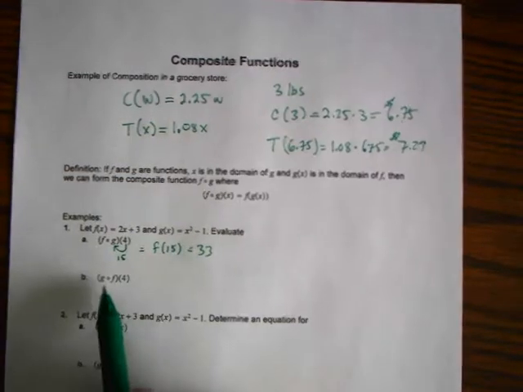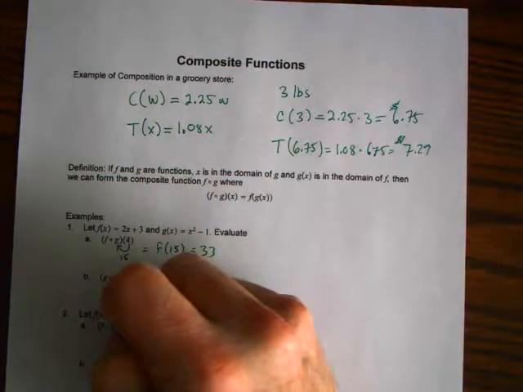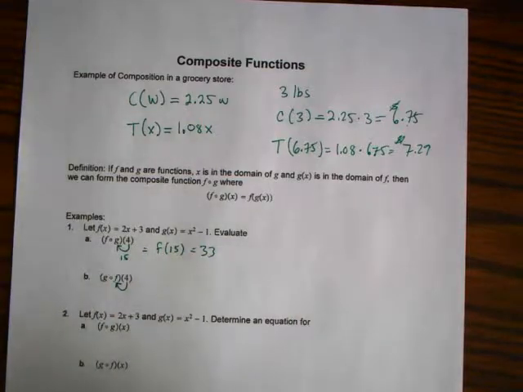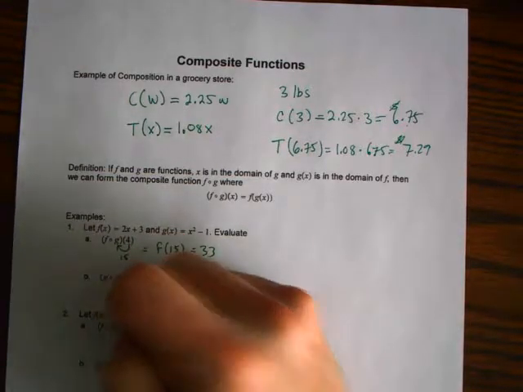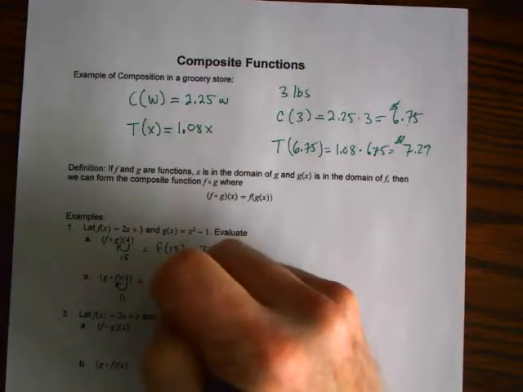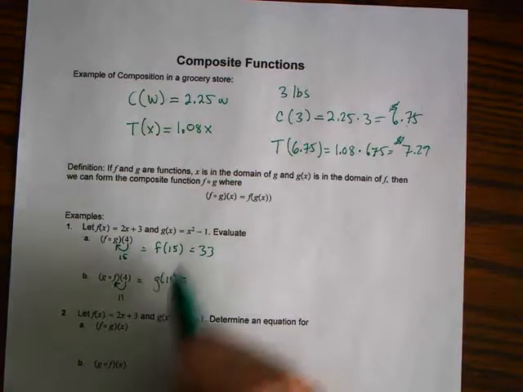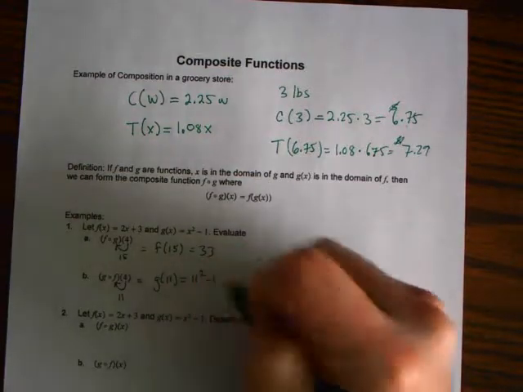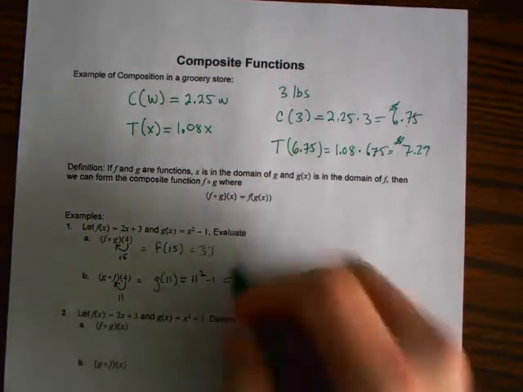Now, what happens if you switch the order? g∘f at 4. Well, this means take 4 and plug it into the f function first. That's 8 plus 3, that's 11. And then I take that answer 11 and I plug it into the g function. So that's going to be 11 squared minus 1. 11 squared happens to be 121. 121 minus 1 is 120.